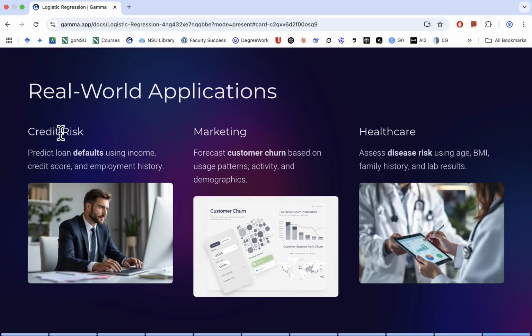Logistic regression is used to predict loan default using income, credit score, and employment history. So if someone wants to predict whether someone will default or not, logistic regression will be a good tool. In marketing, you want to forecast customer churn based on usage pattern, activity, and demographics. Logistic regression will be a useful tool. In healthcare, logistic regression is used to assess disease risk.